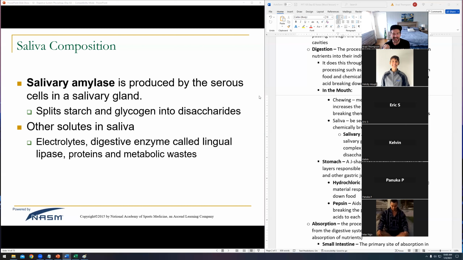So that's salivary amylase. Salivary amylase is produced by your salivary glands, and it splits up starches and glycogens and things like that into what we call disaccharides. Disaccharides, by the way, are double sugars.